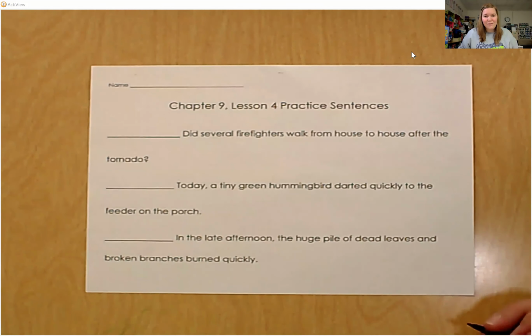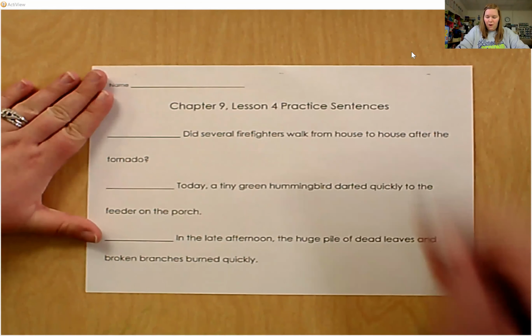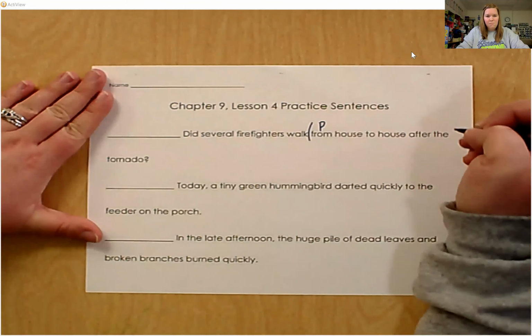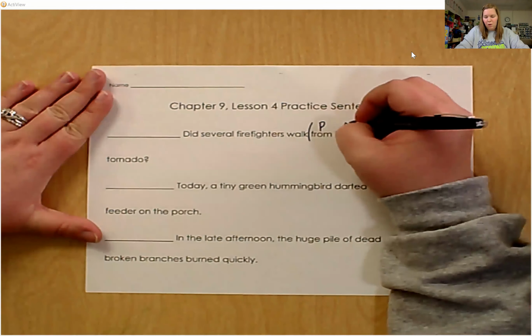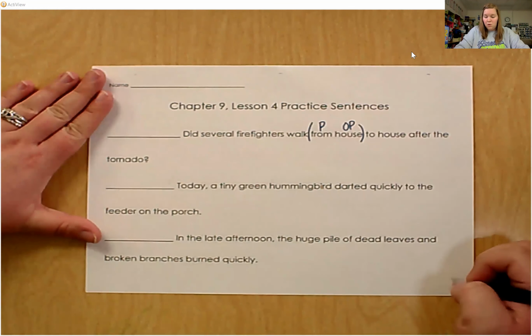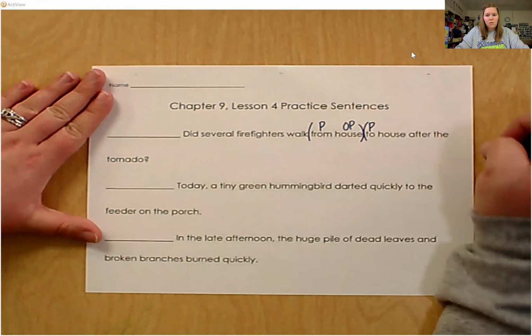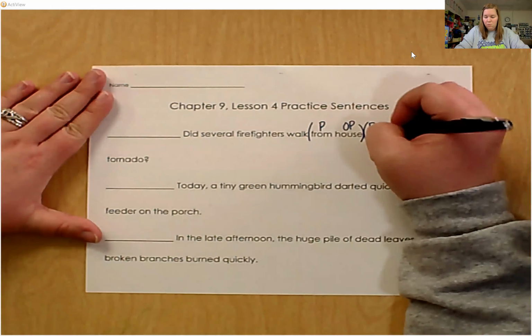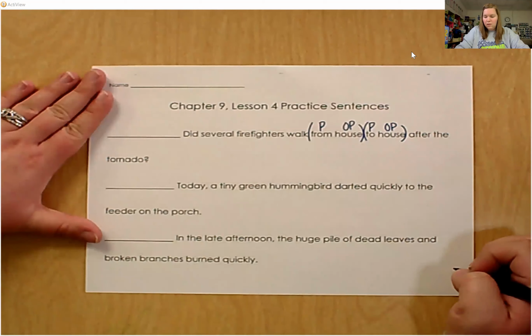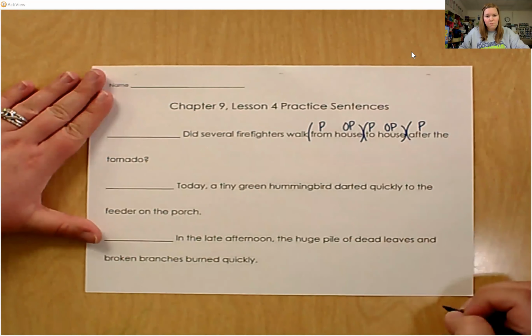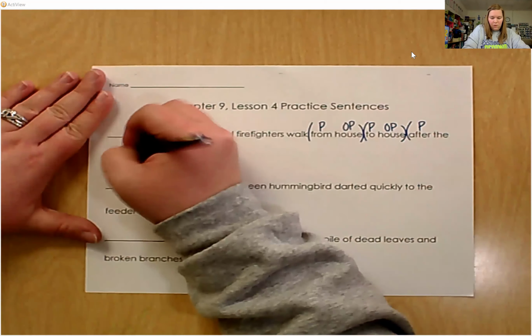All right, you should have paused the video already and tried the sentences on your own. So let's go through and see how you did. Number one, did several firefighters walk from house to house after the tornado? So we look for prepositions first. From what? House, object of the preposition. To what? House, object of the preposition. And after what? Tornado, object of the preposition.